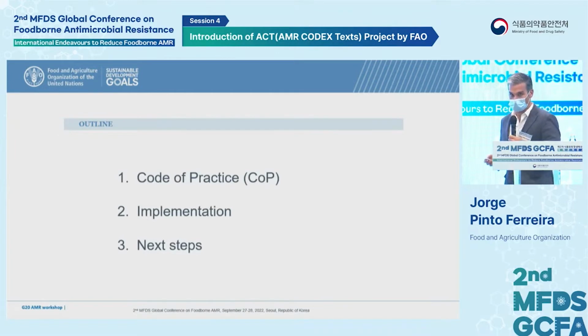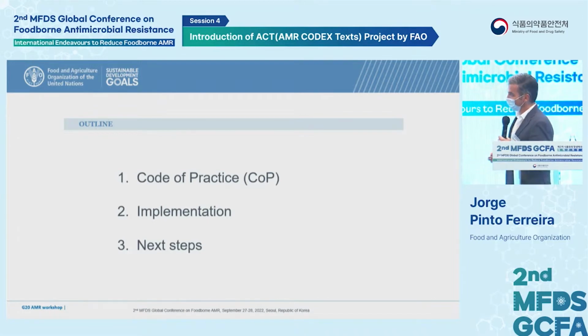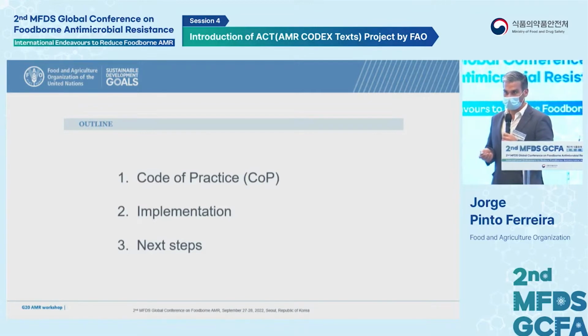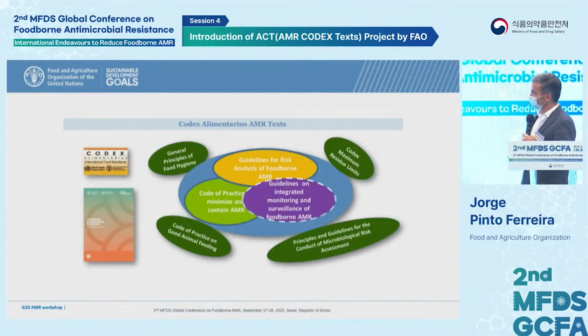So the outline is very simple. I'll go over the details of the code of practice, the actual document. We have so many documents to read that often we don't read the one that we have. So I'll go into the details of the document itself, and then I will present some of the implementation work that we have done in the 6 countries, and then what's coming up. And there's a lot coming up, and that's the most interesting and exciting thing.